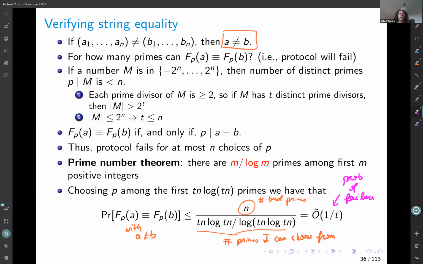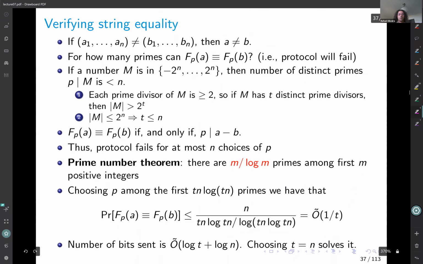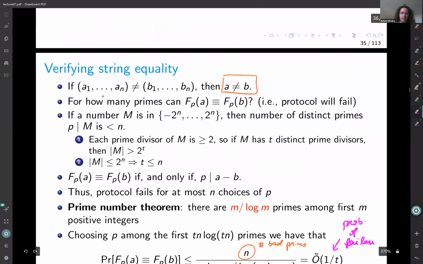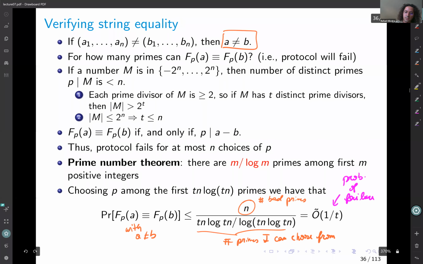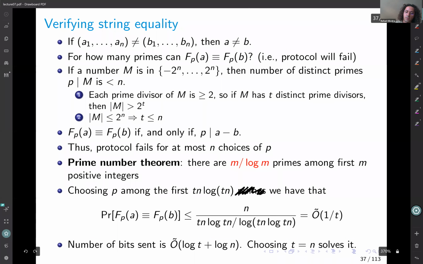So then we have this probability, and then we can choose t. So what is the number of bits that we're going to send? Suppose that I pick p among the first tn log tn primes. Sorry, I think what I meant is that we want to pick among the first integers, because we're invoking the prime number theorem. So let me put integers here. We pick p among the first tn log tn integers, and then we just need to pick our prime from there. So we know how many primes there are.